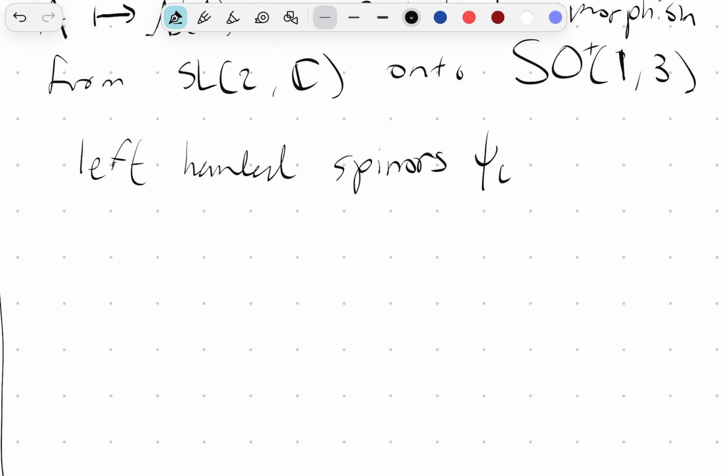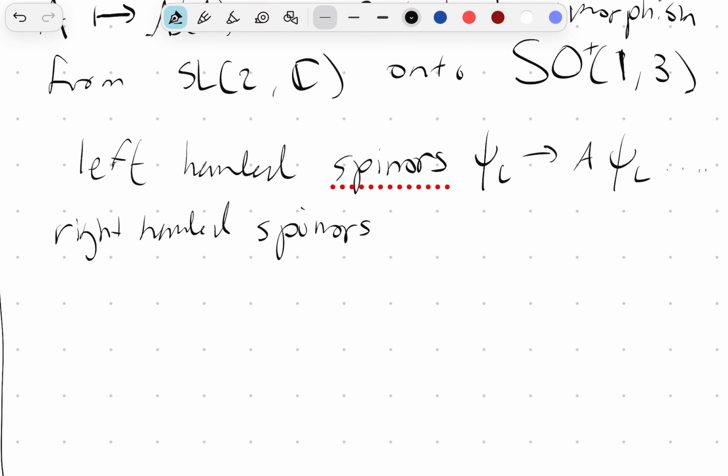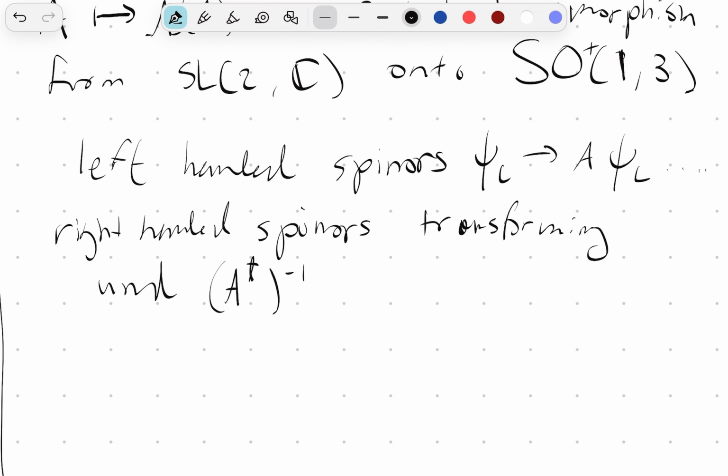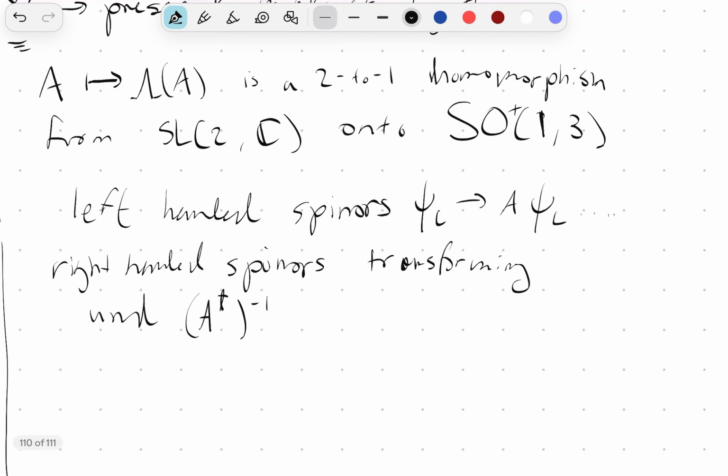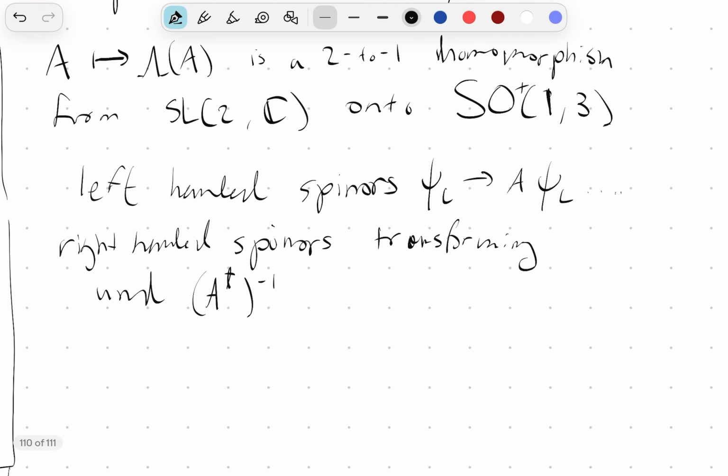So we have a left-handed spinor here that transforms under A. And what we can do is similarly define right-handed spinors, transforming under the inverse of A dagger. Okay, so the idea is that these spinors arise because of the symmetry group of space-time, and they have a deeper covering group with representations that are more fundamental than vectors and tensors.